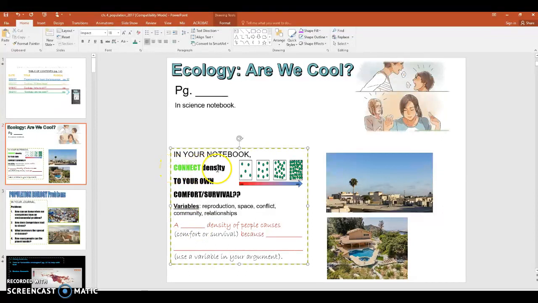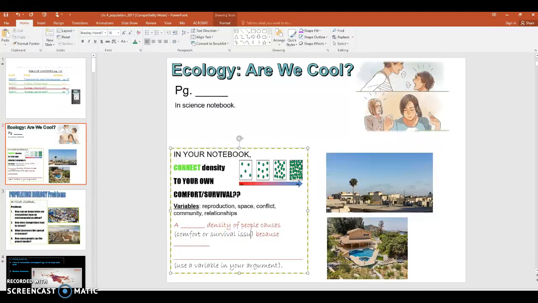It says connect density to your own comfort and survival. So you could put A, and then your choice, low or high density of people causes. And depending on what you chose, do you think it causes comfort or do you think it causes survival? And let's adjust this issues. So a low or high density of people causes comfort or survival issues because, and you're saying it causes comfort or survival issues because of one of these variables here.